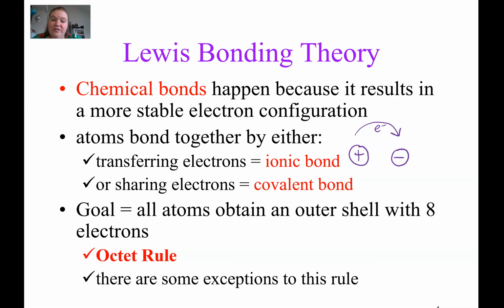Now this is happening so that the cation and the anion now have the most stable electron configurations possible. It can also happen by sharing electrons, and this is called a covalent bond.